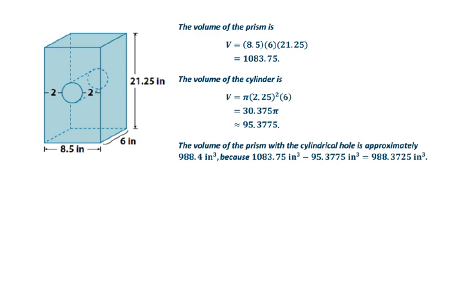So volume of a rectangular prism is super easy, length times width times height. So we have that here. I have the 8.5, I have the 6, I have the 21.25. When I multiply those three together, I get 1083.75. Volume of the cylinder, yes, it's on its side, but it's not that hard.